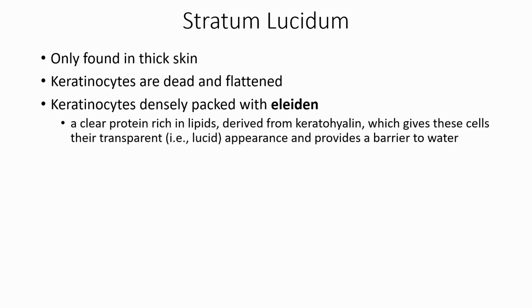We keep moving up, we get to the stratum lucidum. This again is only in the thick skin, right? The thin skin does not have this layer, but this is where the keratinocytes are starting to die and flatten out. They're getting packed with eleidin, which is a protein that has a bunch of lipids in it, right? It's going to give them this transparent, hence the name lucidum, this lucid, transparent appearance. And this is going to help with water tightness, providing a barrier to liquids. Again, this is only in the thick skin.